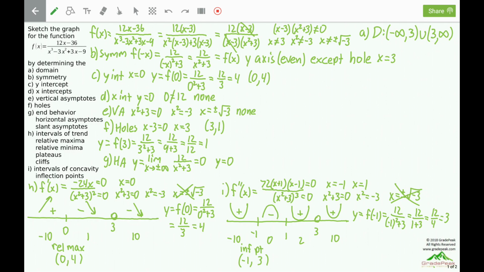Right at the candidate number of x equals +1, we have the concavity changing from concave down to concave up. So x equals +1 will also be an inflection point. It has an x-coordinate of +1. It has a corresponding y-coordinate that can be found by plugging the x-coordinate back into the original function. So y equals f of +1. We can use the canceled version again, so this will be 12 divided by (1 squared plus 3).